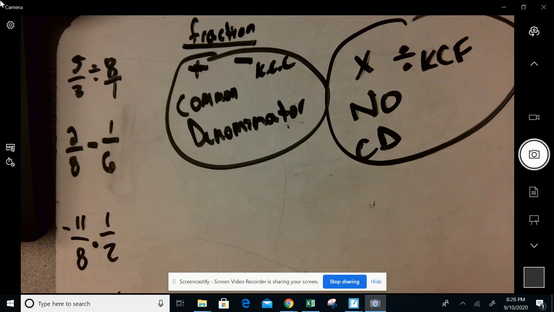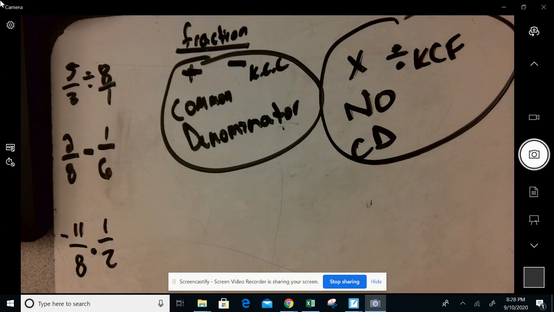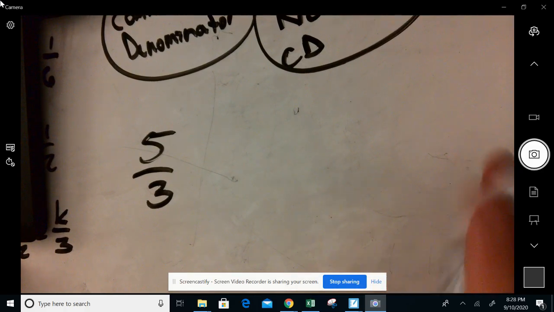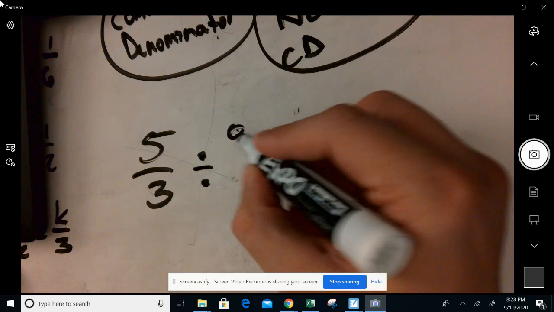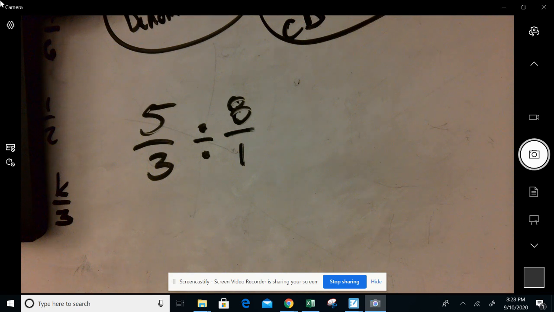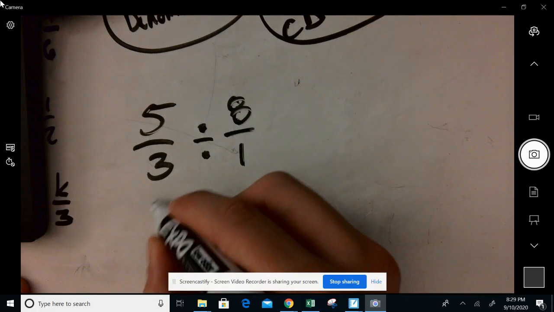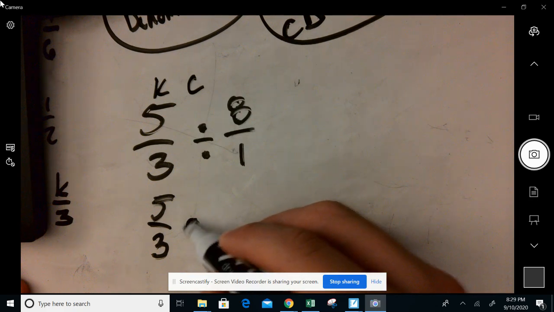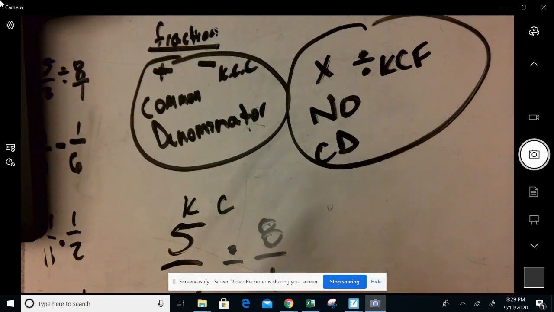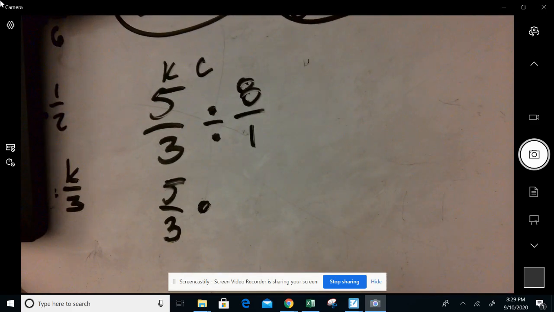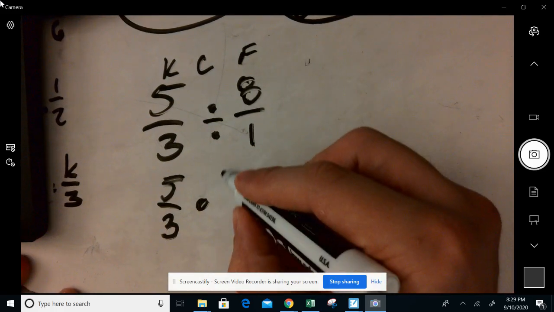The first example is division. Division, you do not need a common denominator, so we're good to go. 5/3 divided by 8/1. All right, this is our example. We do not need a common denominator, but what we are going to do is keep, change, flip. 5/3 is the keep, change is the sign, and that's why I grouped multiplication and division. They're opposites of each other, so when we change it, we're doing the opposite. And then flip 8/1 to 1/8.